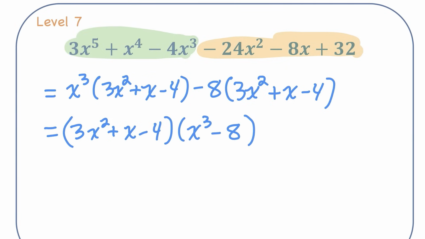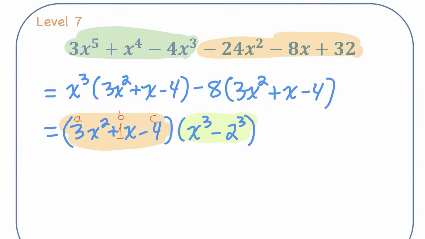But instead of writing 8, I'm going to change it to a 2 cubed so you can see that we have a difference of cubes. Now I'm left with a quadratic that I could factor further, and a difference of cubes that I could factor further. Let me start with the quadratic. The a value is not 1, so I'll have to factor this by decomposition.